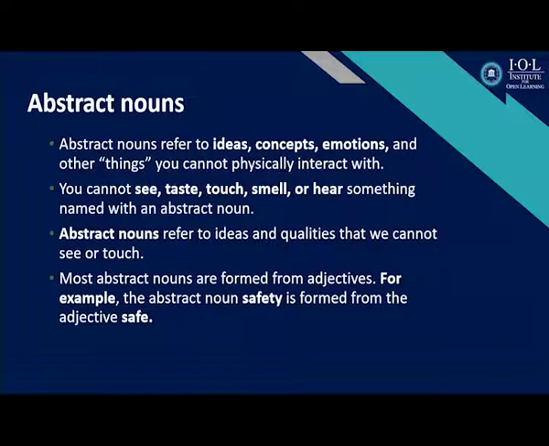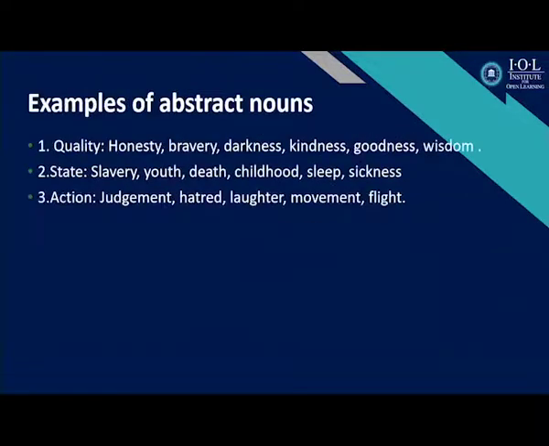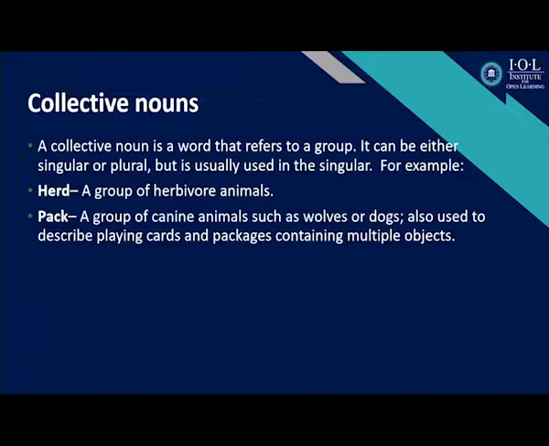And then we also have abstract nouns that refer to ideas, concepts, or emotions. So abstract nouns you cannot see, taste, touch, smell, or hear. So these are words such as safety, love, happiness, and so on. And then we have collective nouns. Now, when you're talking about collective nouns, these are nouns that refer to a group. It can either be singular or plural, but usually used in the singular. For example, a herd or a pack of dogs.